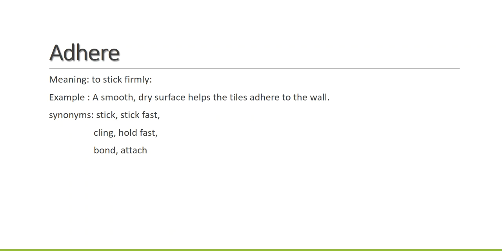Adhere. The meaning of adhere is to stick firmly, and the example is a smooth, dry surface helps the tiles adhere to the wall. Synonyms are stick, stick fast, cling, hold fast, bond, and attach.